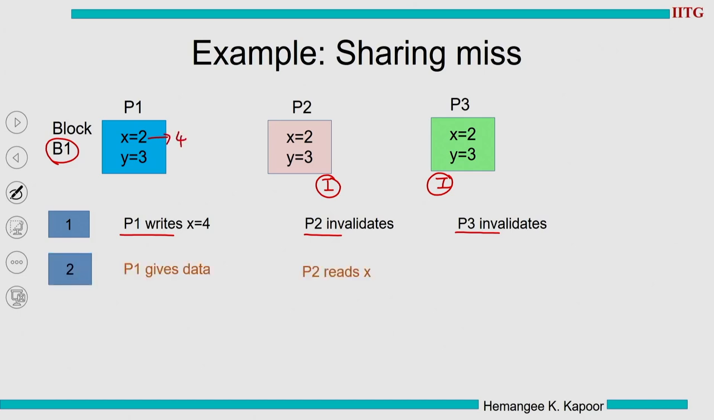Alright, then P2 wants to read x in the second event. You remember that in the beginning, if I say event 0, the block was valid in P2, but now this will incur a cache miss because the block was invalidated due to event 1. This miss was a forced miss on P2 because P2 already had the block, and because P1 wanted to write, P2 had to relinquish the block. Hence this kind of miss is a coherence miss. This miss would not occur if there was no sharing of the blocks.